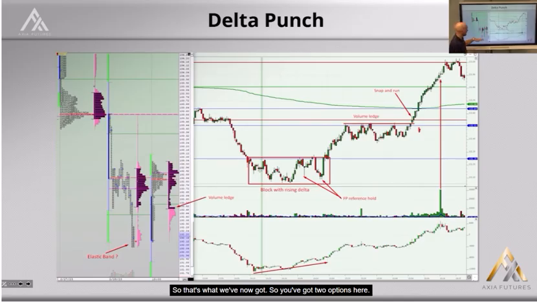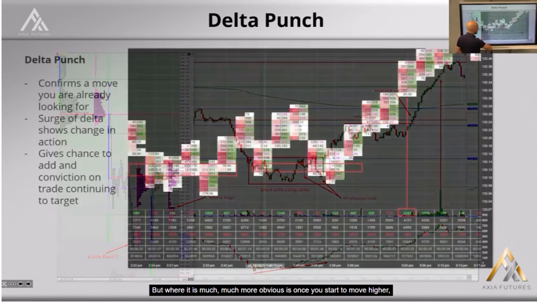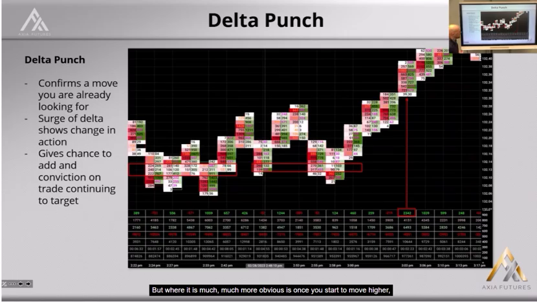So you've got two options here. We're either going in at around 25 or in at around 48. It's not super obvious from the steady cumulative delta here, but where it is much, much more obvious is once you start to move higher. This then is on a rotation-based chart, not on a candlestick, and this is where rotation helps you.